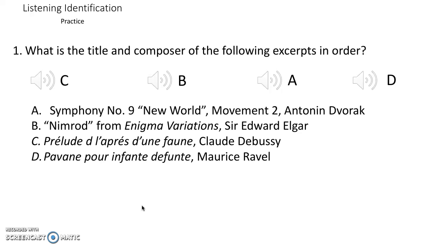And I discuss the reasoning behind why certain wrong answers were given, why they're the best choices even though they were wrong, and how they're similar or different from the other selections. And I found that this is the most effective way to prepare students for listening identification.